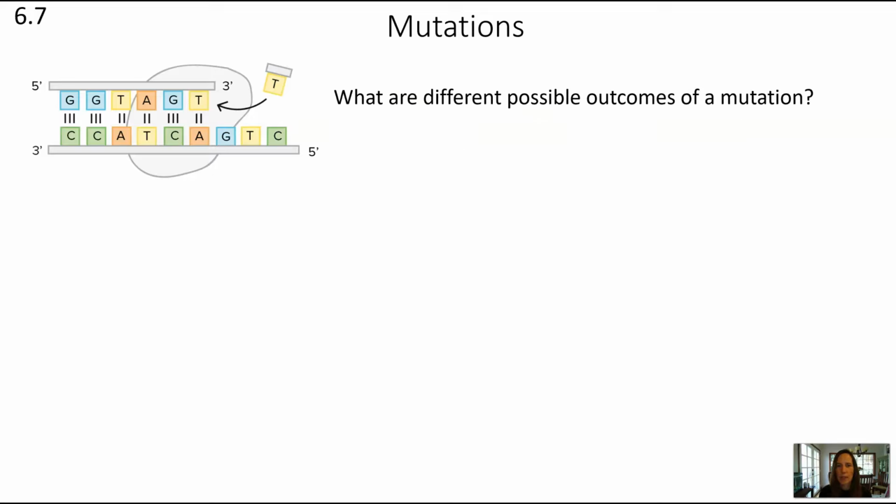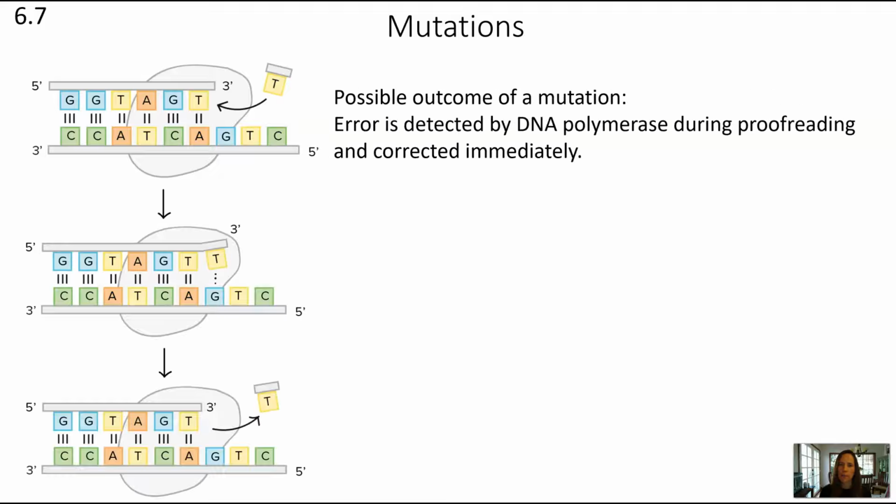So what happens if we end up with a mutation? What are some different possible outcomes of a mutation? Well, one possible outcome is that it's caught right away. Sometimes mutations happen as part of the replication process, and DNA polymerase is constantly proofreading and catches itself right away. It tries out a nucleotide, nope, that's not the right one, throws it out, gets a new one. So sometimes those errors are proofread and corrected immediately.